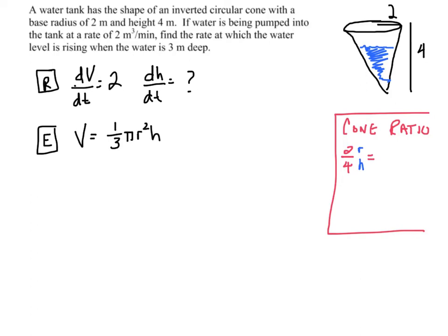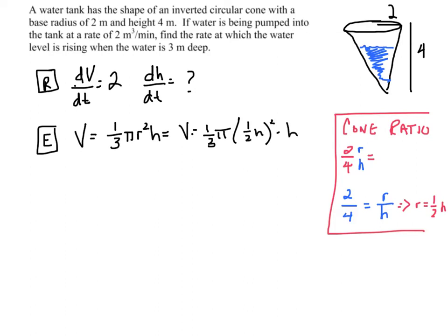Okay. So what I could do was I could just set this up and say 2 over 4 is equal to r over h. And I could multiply both sides by h. Of course, this is 1/2. So I end up with r equals 1/2 h. Okay. Now, I can take that ratio and put it back in to my volume equation. So instead of r squared, I'm going to write 1/2 h squared times h.